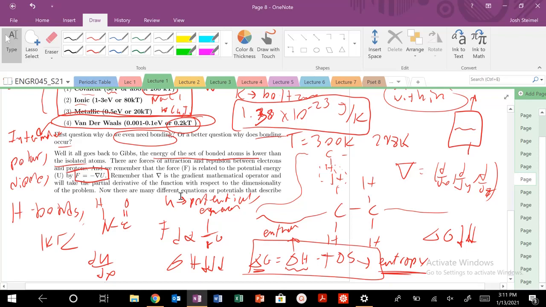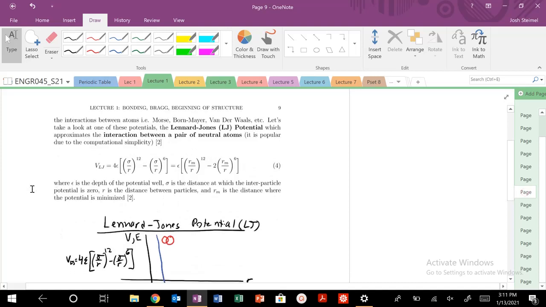So there are lots of different equations and potentials that describe the bonding that's going to occur. One of the most famous potentials that you're going to run across, there's Morse, there's Born-Mayer, van der Waals, but the Lennard-Jones potential is an incredibly popular one, specifically for simulations. Why? Because it's computationally very, very simple.